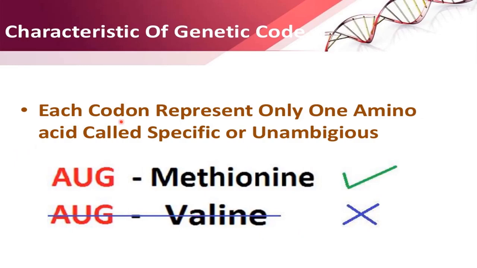Next characteristic is that each codon represents only one amino acid, called specific or unambiguous. Here AUG codes for methionine. It will never code for any other amino acid. So each codon always codes for a specific amino acid, and this property of the genetic code is called unambiguous. Here AUG always codes for methionine, it cannot code for valine.